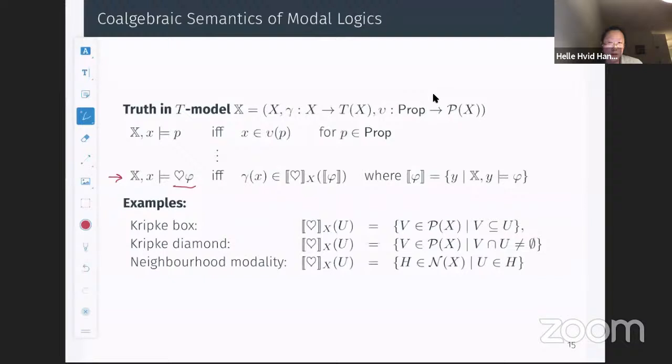We use heart phi because we don't want to suggest that it is something like a box which has a universal flavor or a diamond which has an existential flavor. But this modality heart phi is true at x if and only if gamma x, so indeed the kind of generalized successor, the coalgebra successor, belongs to the lifted predicate. So if you lift the predicate phi with your predicate lifting, then you get a subset of T of X. And if gamma x is in that subset, then the formula is true and otherwise not. Okay, so now indeed we see that for the Kripke modalities and the neighborhood modalities, the predicate liftings are just the ones here that you would also expect.